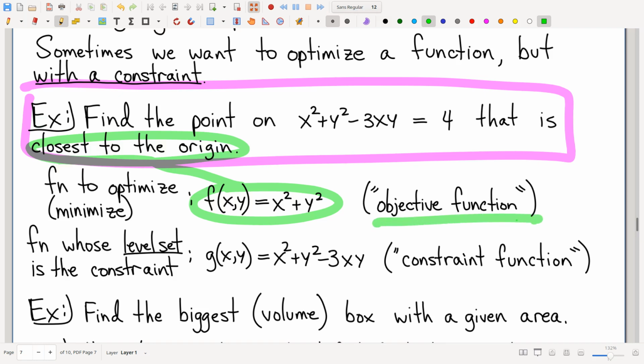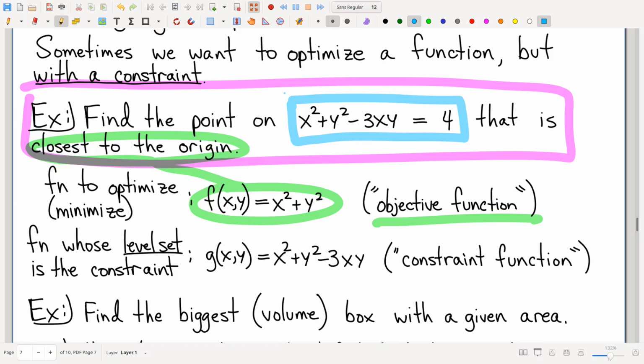There is, however, another aspect of this problem. This is the constrained side of this problem. I have a constraint. Namely, I'm only allowed to look at these points. That's it. Any point that doesn't satisfy that equation, inadmissible, not interested. Right? I only allow points that satisfy that constraint.